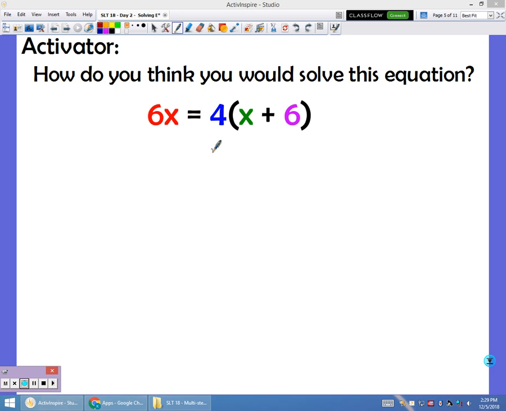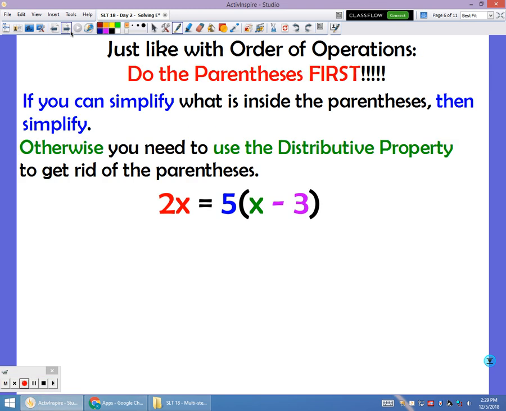So if you take a look at your worksheet, your capture sheet, let's look at how we would actually do this. So again, if we have an equation that contains parentheses, just like in the GEMS order of operations, we must take care of the parentheses first. So if you can simplify what's inside, then simplify. If I check this parentheses, x minus 3, I can't simplify it because my terms are different. X and 3 cannot be grouped together.